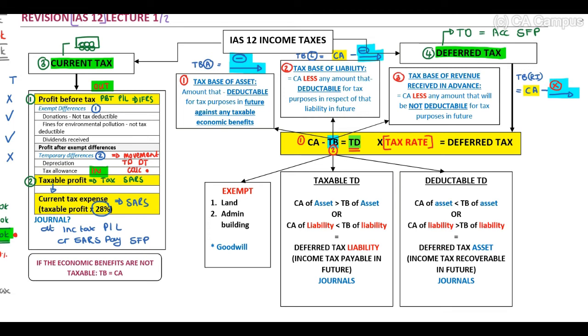Now let's have a look at the difference between taxable and deductible temporary differences. This will be rule number 4 and rule number 5 that you need to study. A taxable temporary difference is what the word indicates to us: taxable, therefore we will have to pay. If we need to pay, we will need to recognize a liability. Therefore, this will be a deferred tax liability.